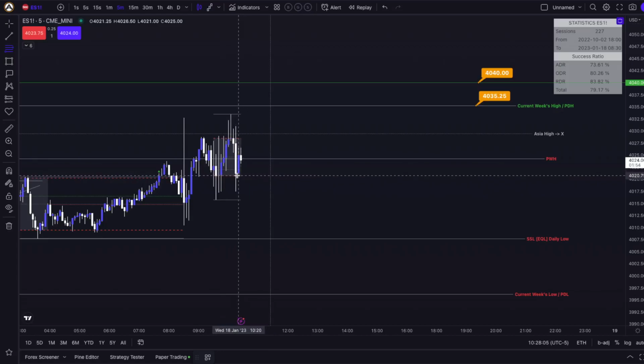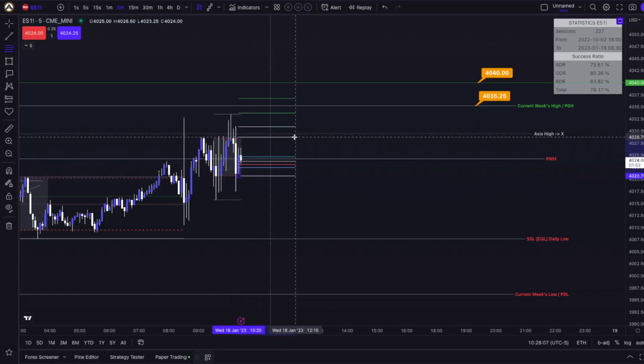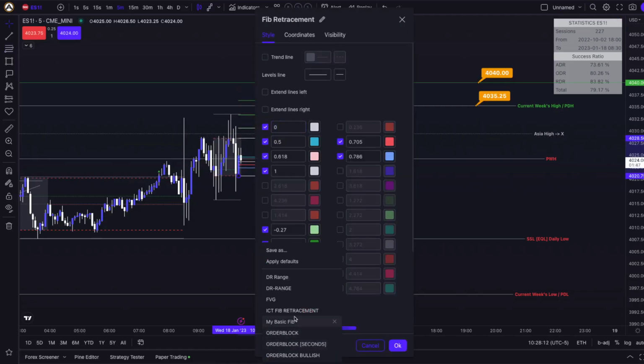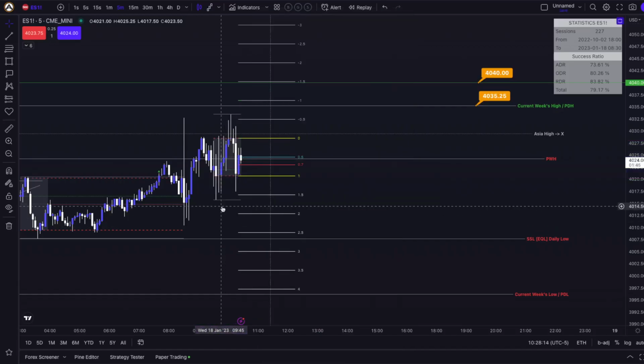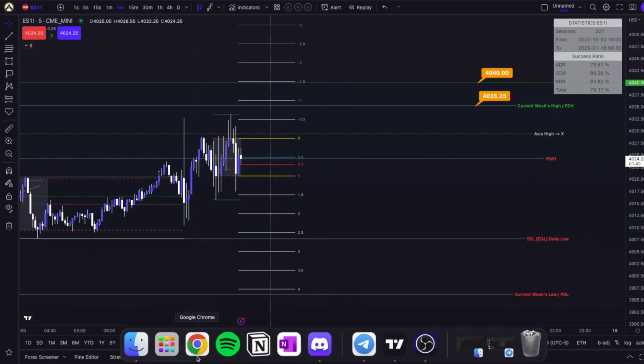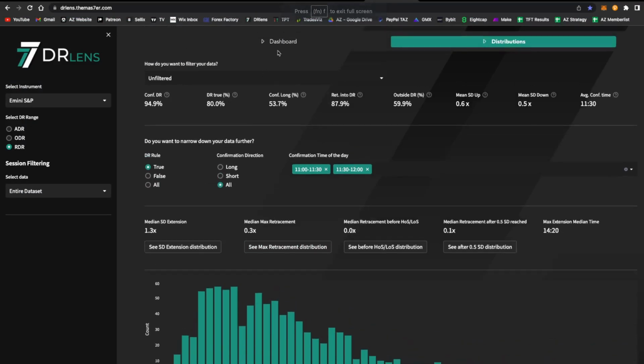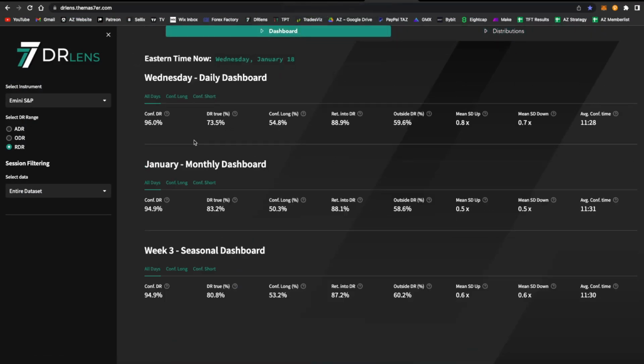If our IDR low and IDR high is not going to be modified anymore, we should be able to draw our DR range. We can go back to our DR lens dashboard. I haven't been using it too much, to be honest, because I gotta get more used to it. That's why I'm doing it right now. So if you have any tips for me, definitely send them into the chat.